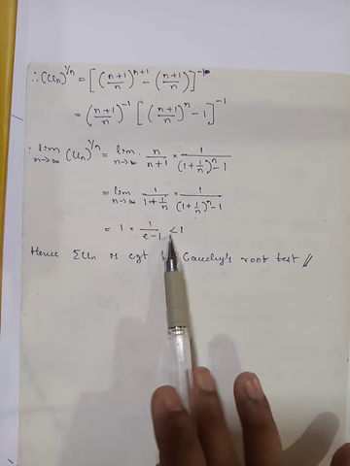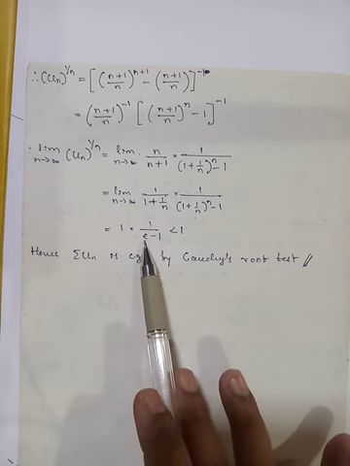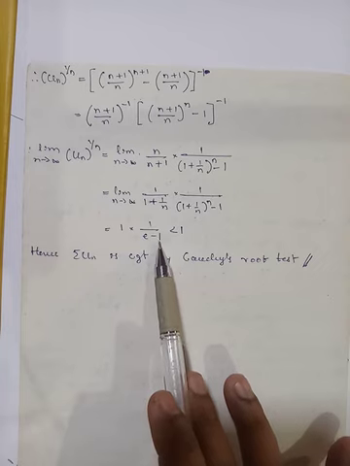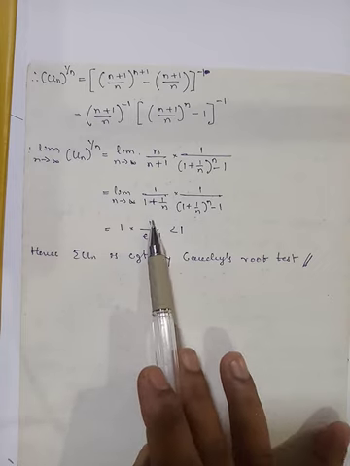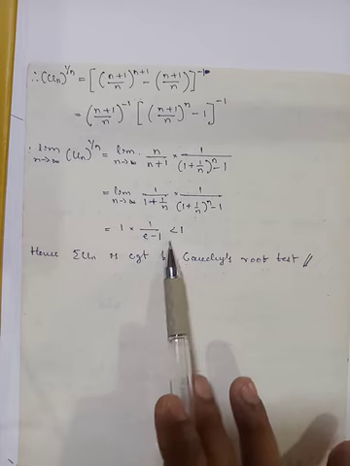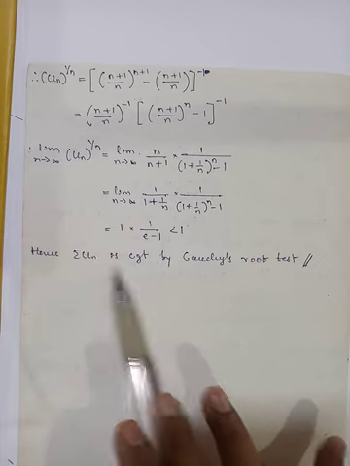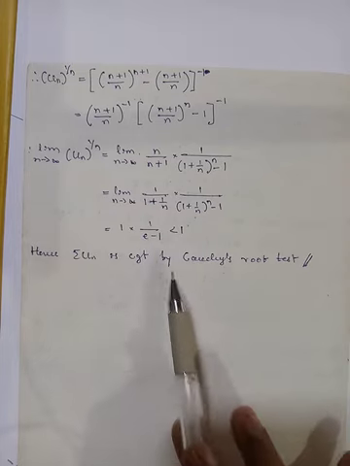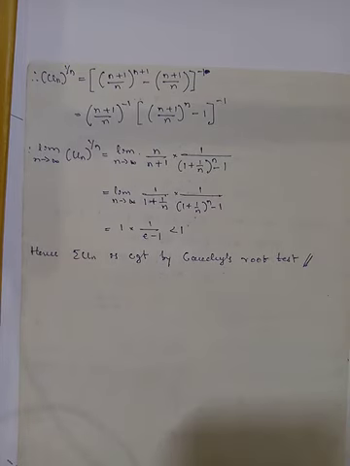So 1 divided by e minus 1 is less than 1. Taking e as 2.7, 2.7 minus 1 gives 1 point something, so 1 divided by that is less than 1. When the value of the limit is less than 1, by Cauchy's root test, summation un is convergent. So these are the examples on Cauchy's root test. Thank you.